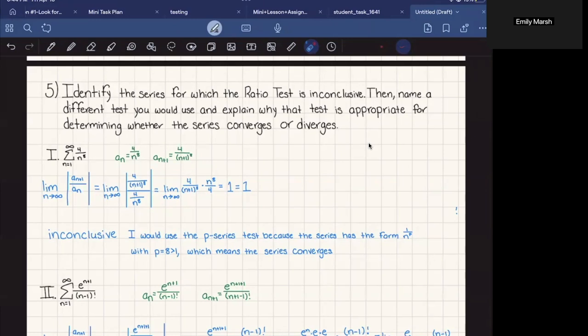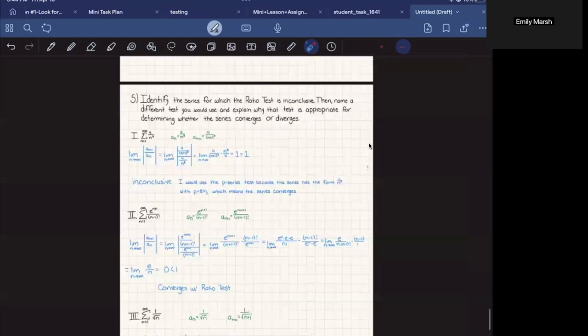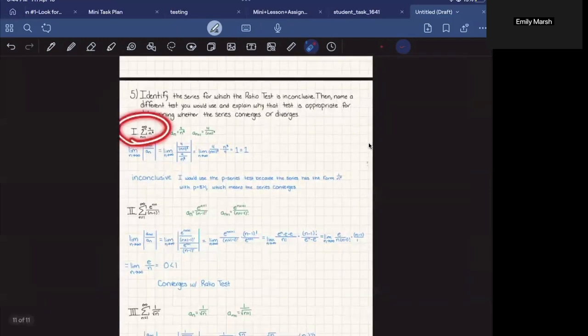Identify the series for which the ratio test is inconclusive. Then name a different test you would use and explain why that test is appropriate for determining whether the series converges or diverges. So we have 3 series that we'll be dealing with today. We have the first one, the second one, and the third one. I'm going to go through each of them themselves and explain.